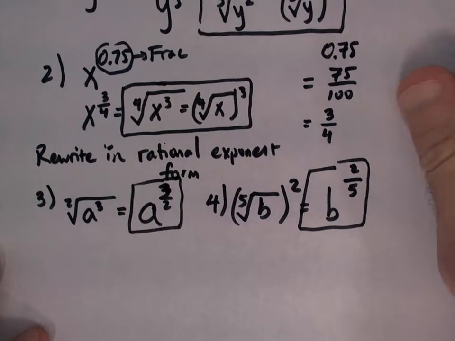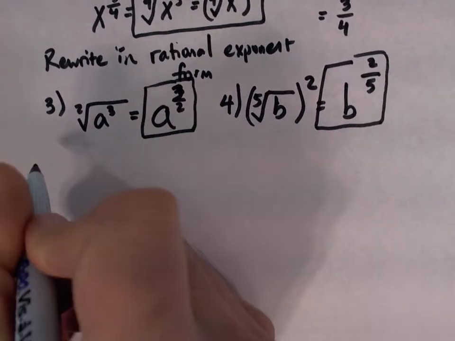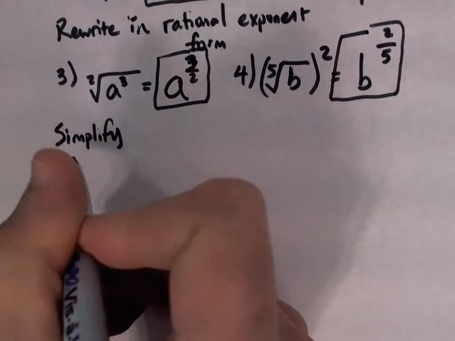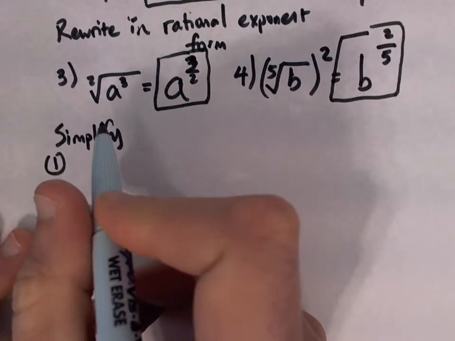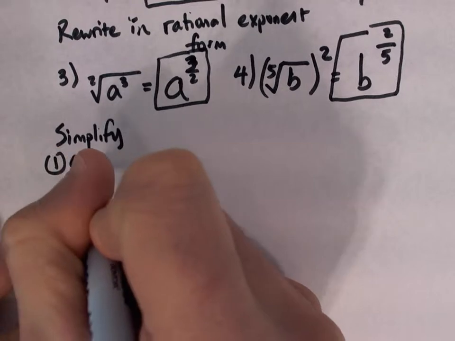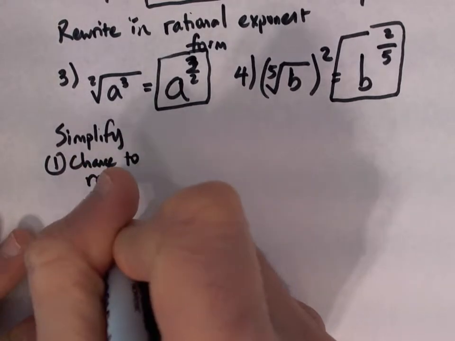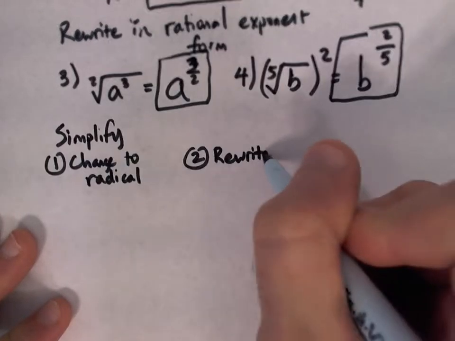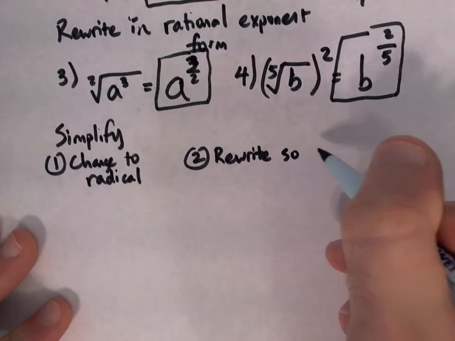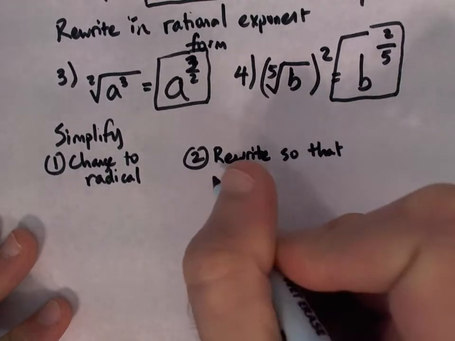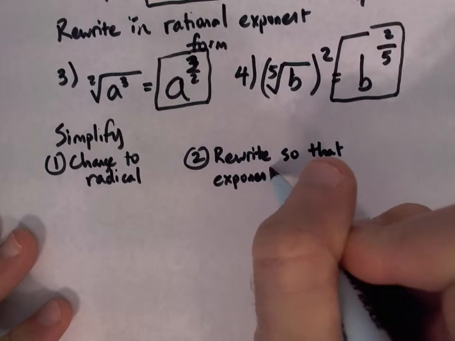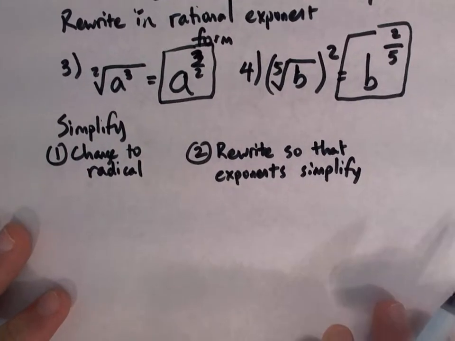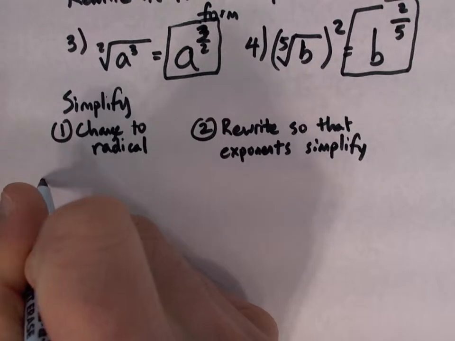Now, finally, let's get into some more interesting simplification problems. So let's simplify. All right, so again, method 1, if you can change to radical form. Or method 2, you want to rewrite it so that the exponents simplify. Okay, so 2 different methods. Sometimes we can use one or the other more easily.